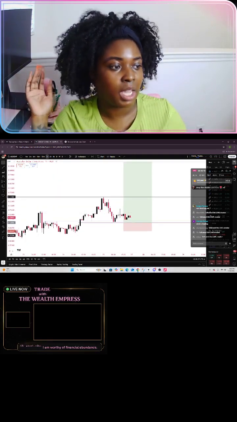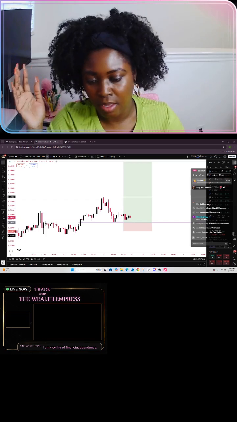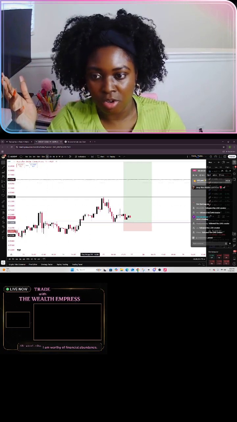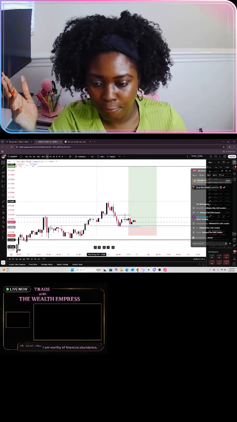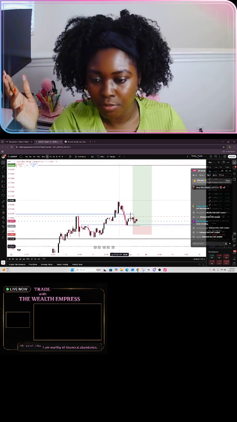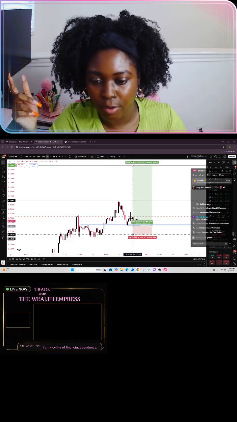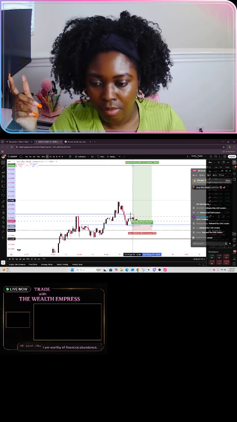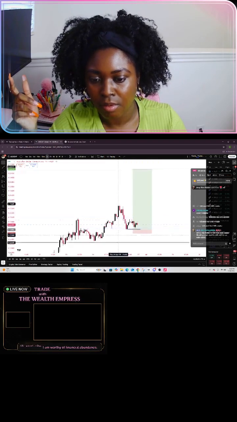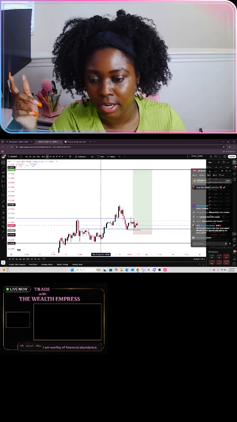Odd, any odd pair is a slow moving pair. This could easily be a swing trade. Just depends on what news is looking like for the week, okay? All right. Stop loss below the candle that created the gap. Below the candle that created the gap.